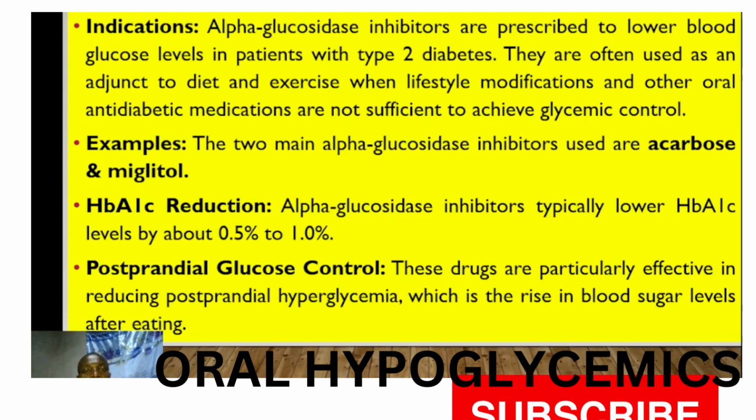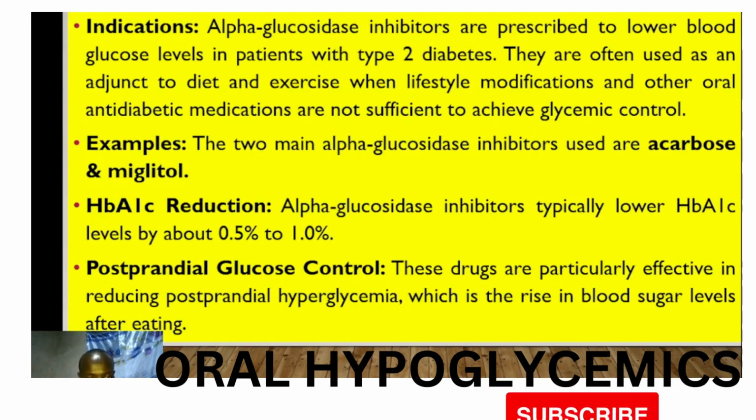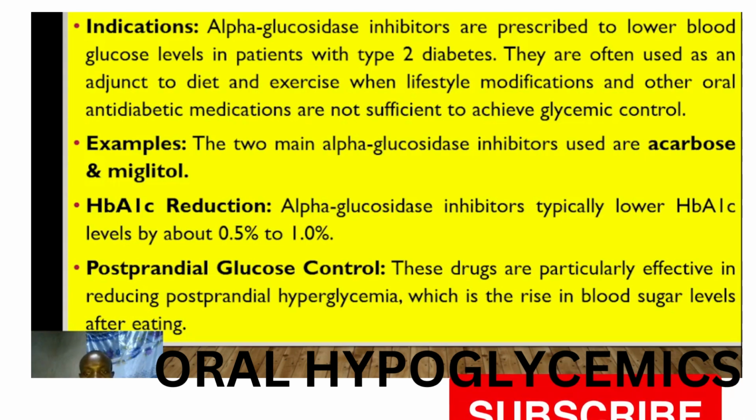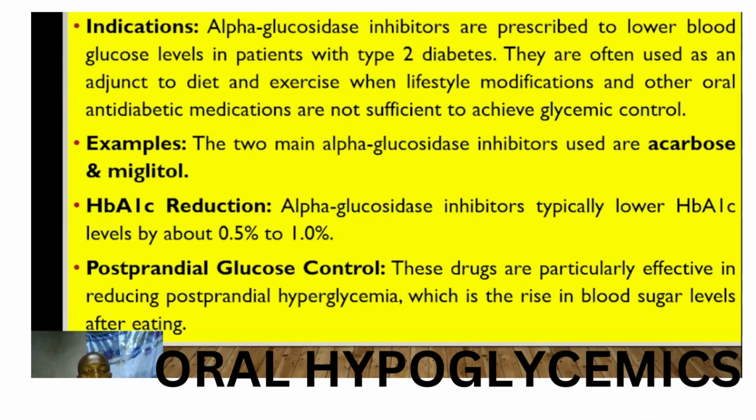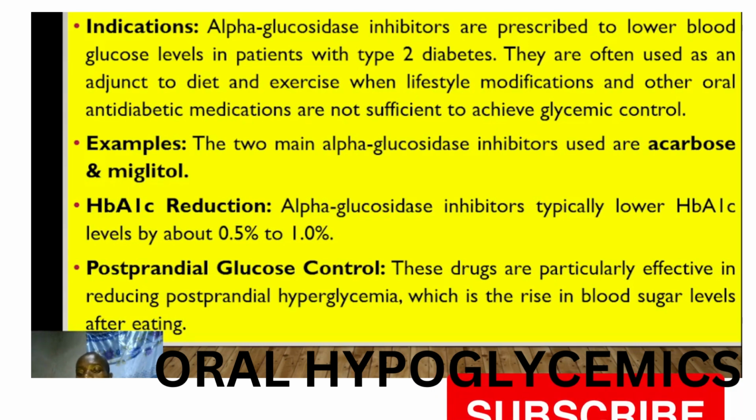They are indicated for type 2 diabetes, of course. They are often used as an adjunct to diet and exercise when lifestyle modifications and other oral anti-diabetic medications are not sufficient to achieve glycemic control. Two common examples are acarbose and miglitol. They also have the capability to reduce HbA1c by about 0.5 to 1. These drugs are particularly effective in reducing postprandial hyperglycemia, which is a rise in blood sugar levels after eating.